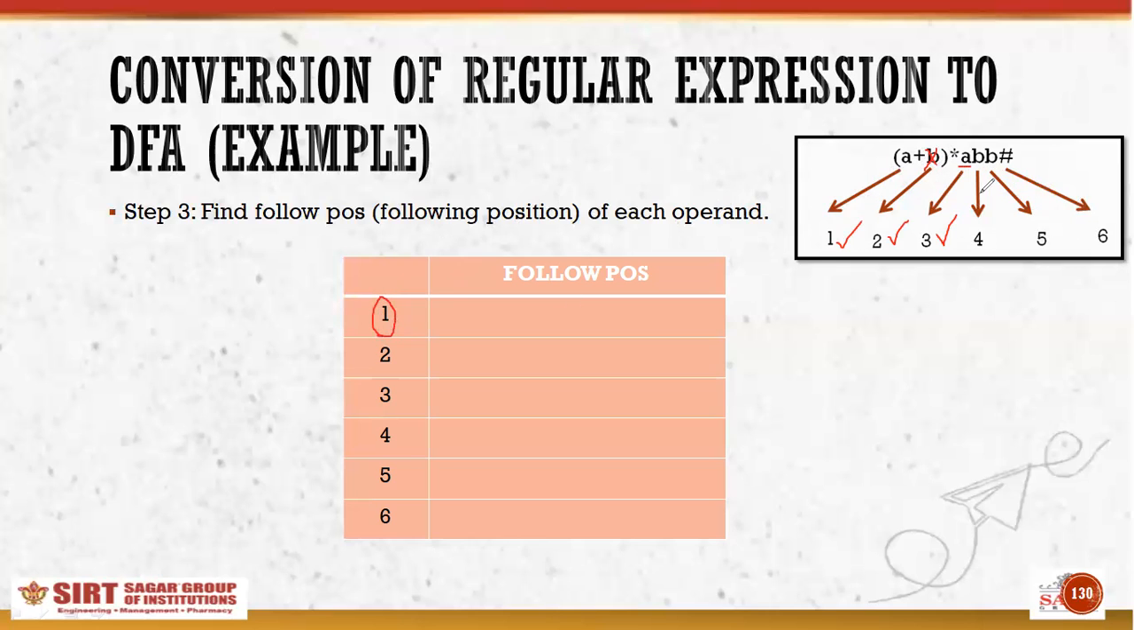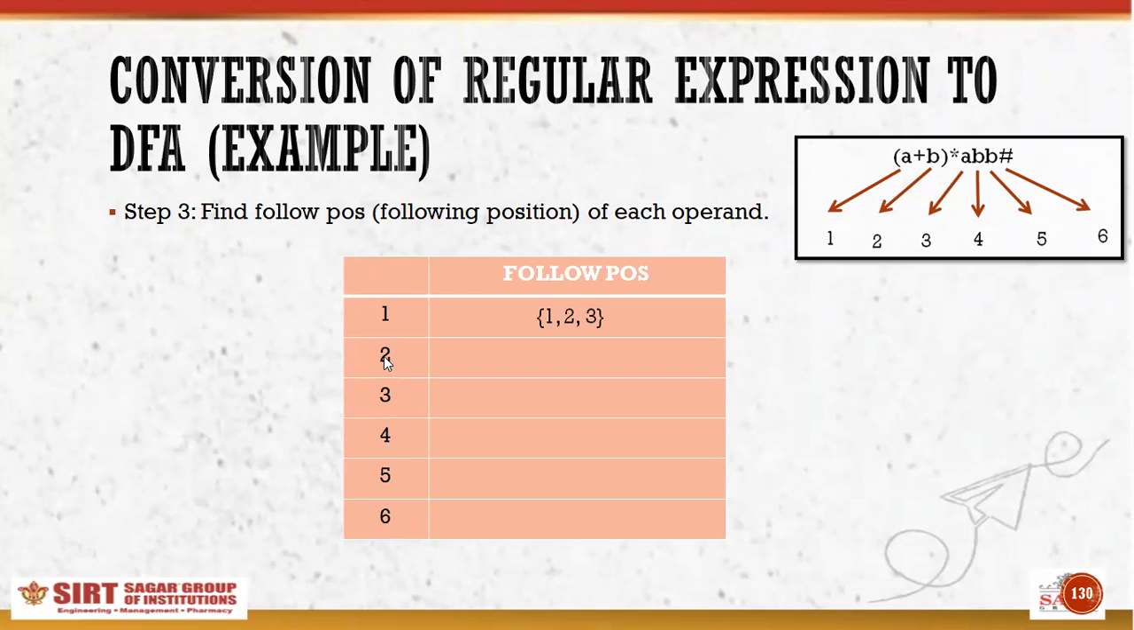Okay, 4 will never come, because this 3 will be existing every time between this complete thing and this 4. 3 will always be there. So 1, 2, 3 is the answer. So I will write out following position of 1, that is 1, 2, and 3.